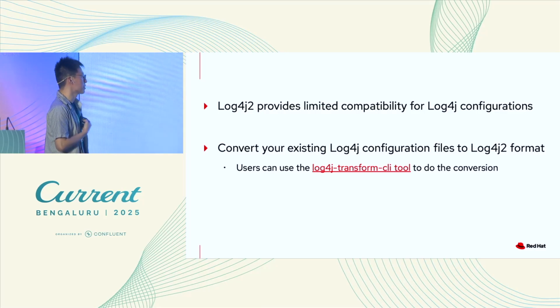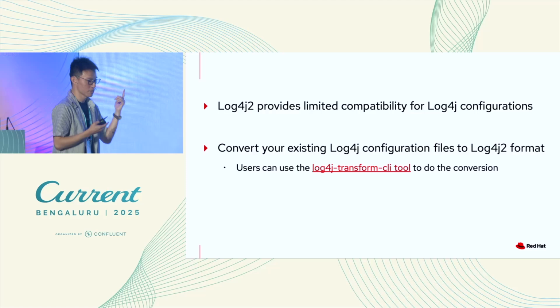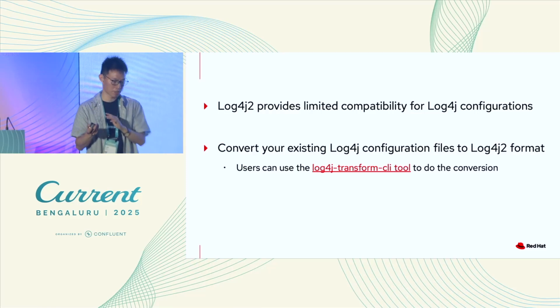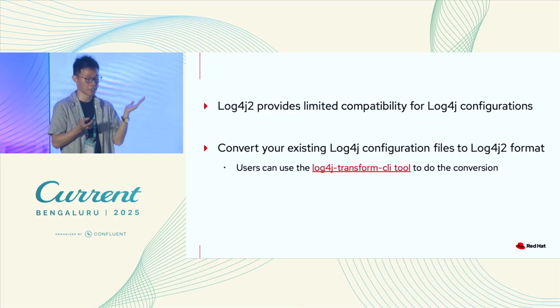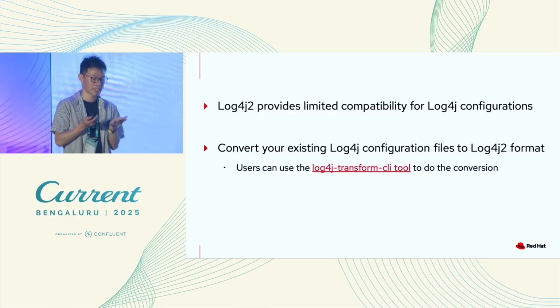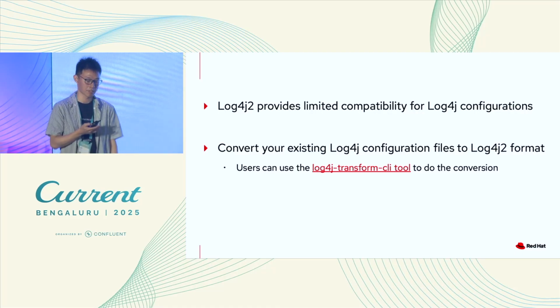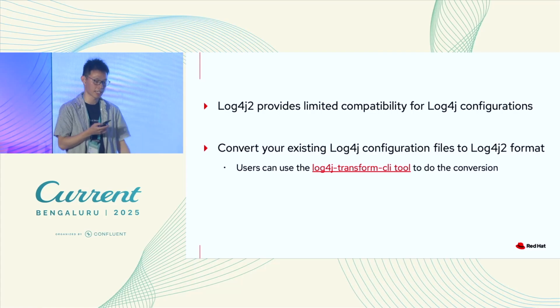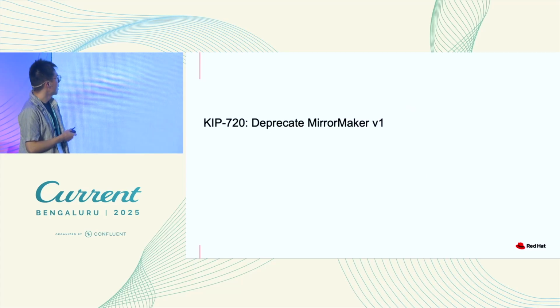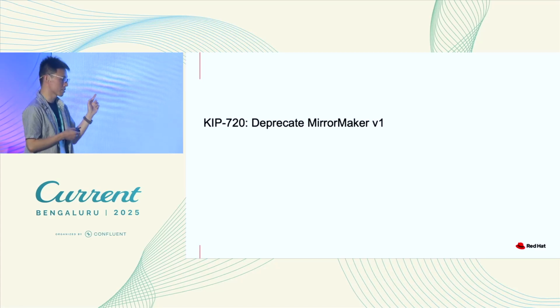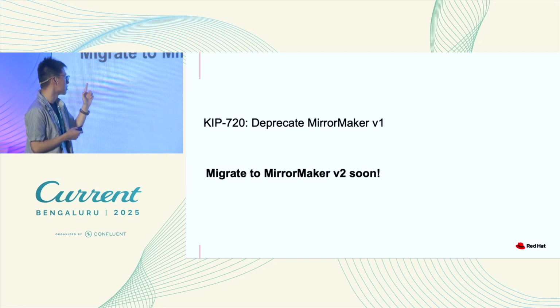So our recommendation: convert your existing Log4j configuration to Log4j2 by this tool. So please remember, when you upgrade to 4.0, you can try if there is anything unexpected with the logging system. If no, maybe you can safely keep that as a Log4j configuration. But our recommendation is convert that. Okay, next thing. Mirror Maker 1 is dropped in 4.0. So if you are still using Mirror Maker 1, please upgrade to Mirror Maker 2.